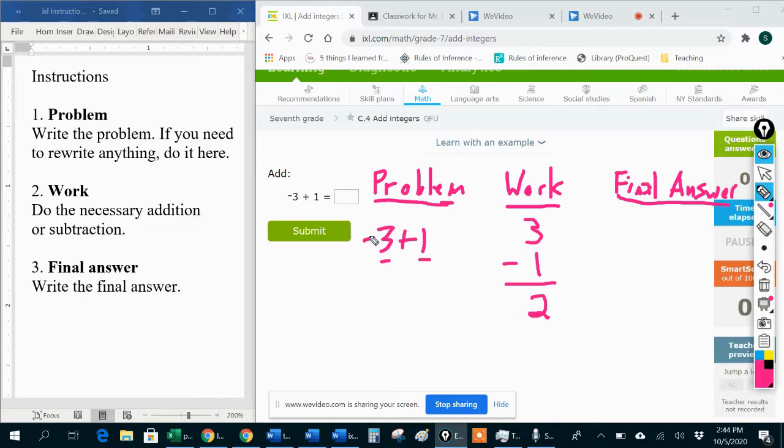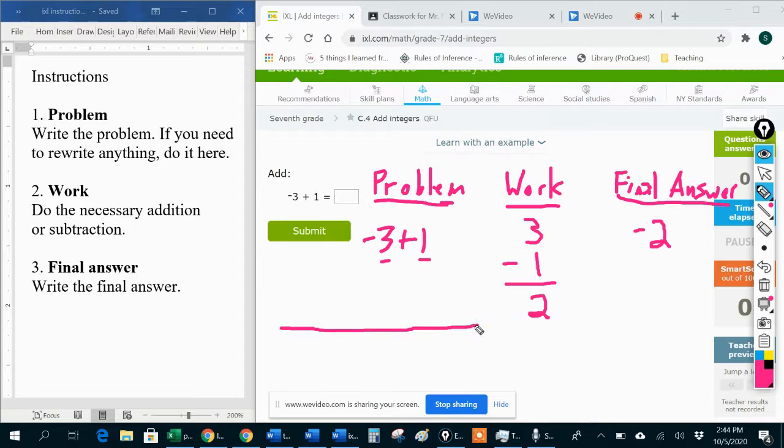The numbers, just ignore the signs for a second. The numbers were 3 and 1. So 3 is the bigger number, and the symbol that was in front of that was a negative. So that means that my final answer is going to be -2. Which makes sense. So this is the work that I would want you to show on your paper.